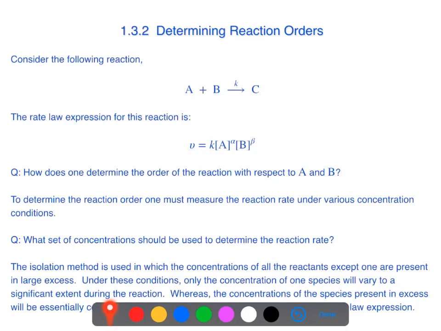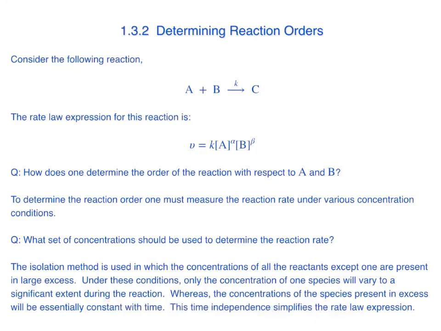Typically, the method that is used is referred to as the isolation method, in which the concentrations of all the reactants, except for one, are present in large excess. So under these conditions, only the concentration of one species will vary to any significant extent during the course of the reaction, whereas the concentrations of the species that are present in excess remain essentially the same during the entire reaction. This time independence simplifies the rate law expression. So let's look at that.